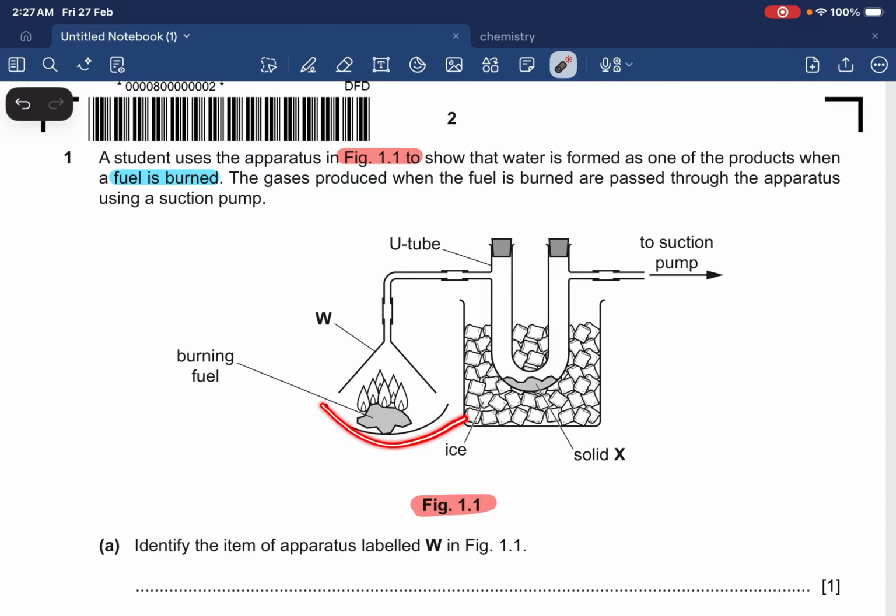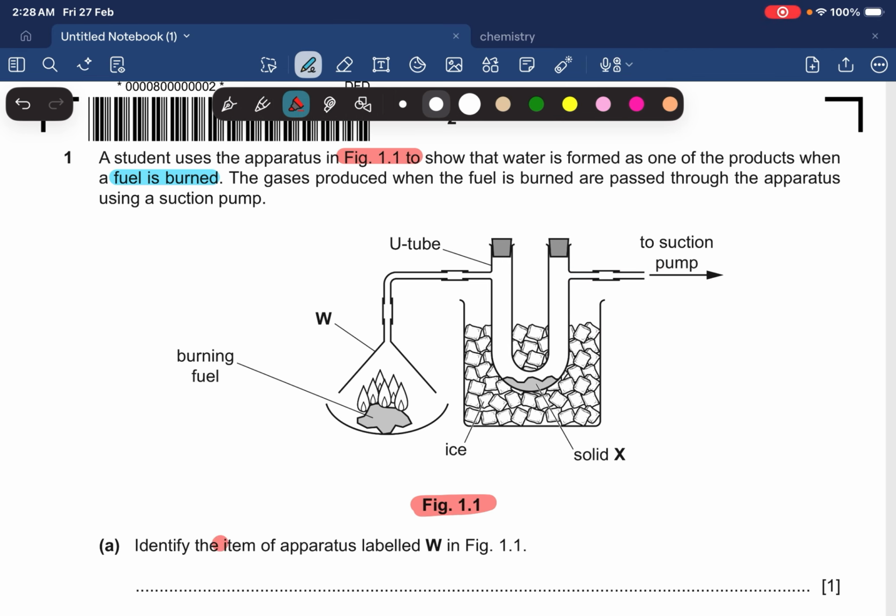So you're burning fuel here, and that's producing a gas. That gas is going into this tube, and then we have ice in this bar over here, and then over here we have solid X that's being deposited, and then to a suction pump something is going out. Okay, strange. Now identify the item of apparatus labeled W.